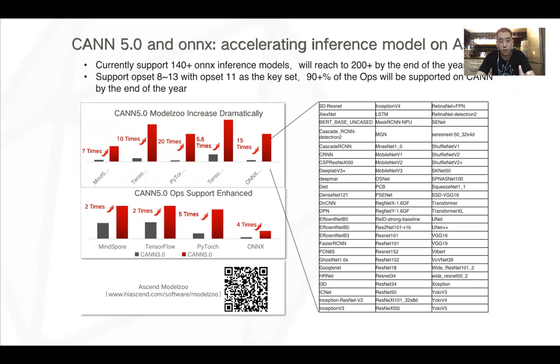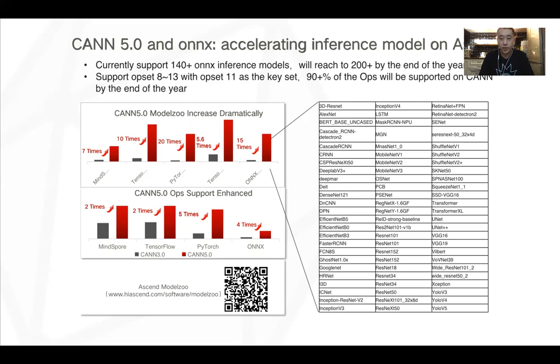So in our latest release, CANN 5.0, we currently support more than 140 ONNX inference models. And hopefully that number will reach more than 200 by the end of the year. CANN 5.0 supports opsets 8 to 13, with opset 11 as the key opset we support. And more than 90% of the ops will be supported on CANN by the end of the year.